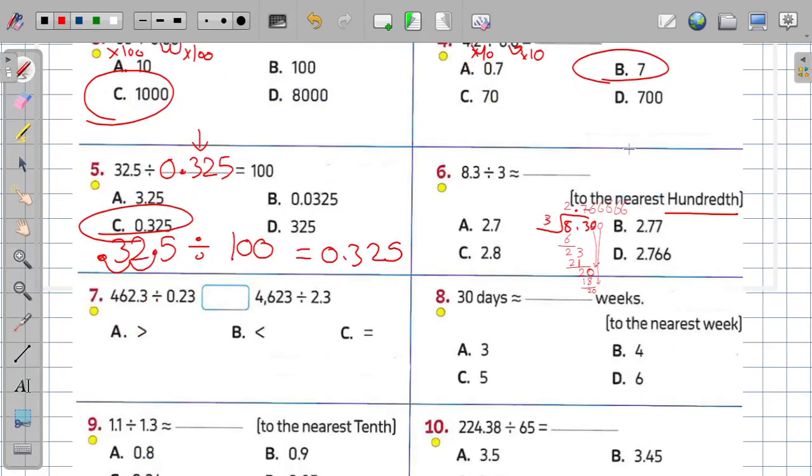So I have 2.76666. In the hundredth place we have 6 and the next digit is 6, so I will add 1 to 6. It will be 7. So I have 2.77. So our answer will be choice B.